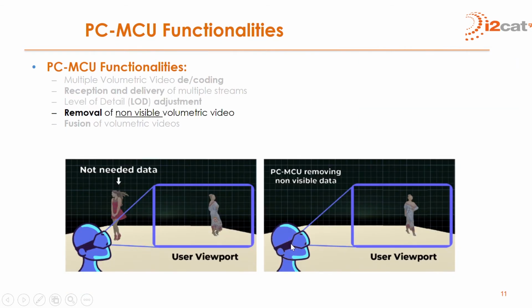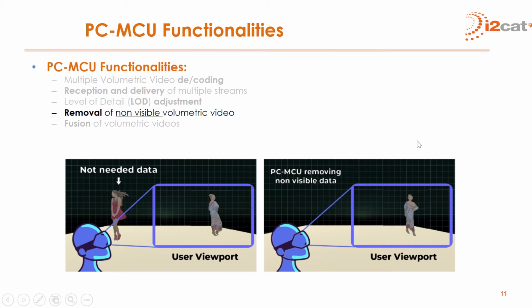The other functionality is the removal of non-visible volumetric video. We know that in a holoconferencing system without any optimization module, we would receive every volumetric component, even if they are outside of our viewport, even if we are not going to be able to visualize them. The point cloud MCU receives the viewport information from every end user and knows what area of the 360 degrees world the user is looking at. So it's capable of removing what is outside of this field of view. This is a very clear example of how the not needed data is removed because it's outside the end user viewport.